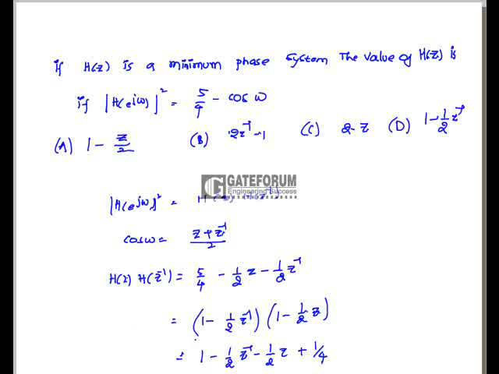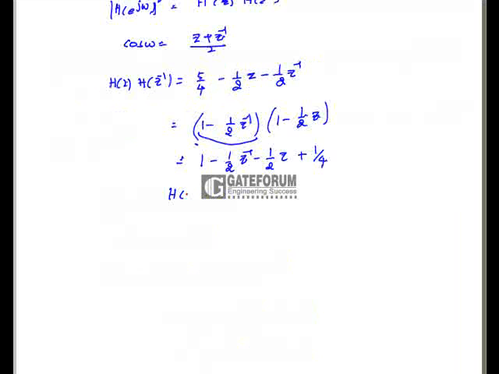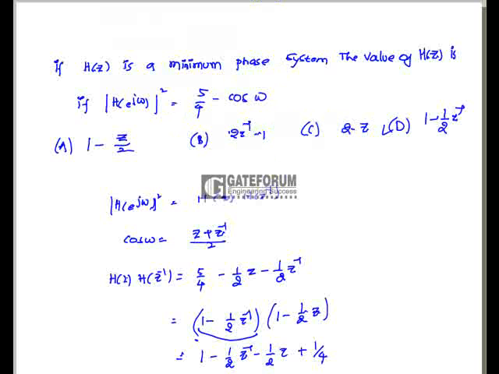According to the minimum phase system, all the poles and zeros, whatever they may be, should lie inside the unit circle. So that is possible only for this one. So H of z must be 1 by 2 z in 1 minus 1 by 2 z inverse, that is option D.